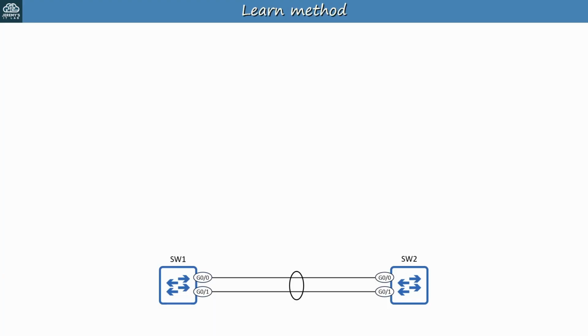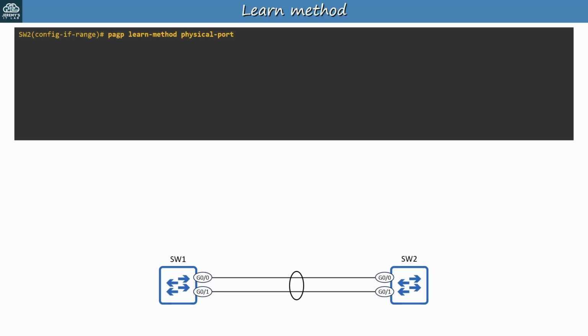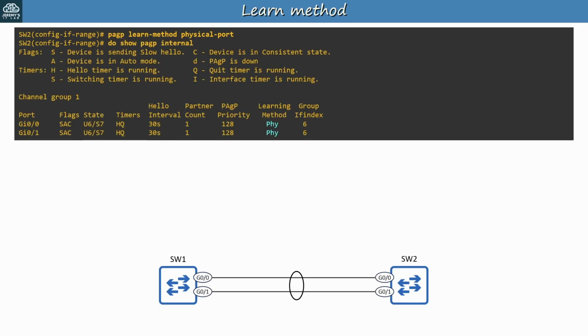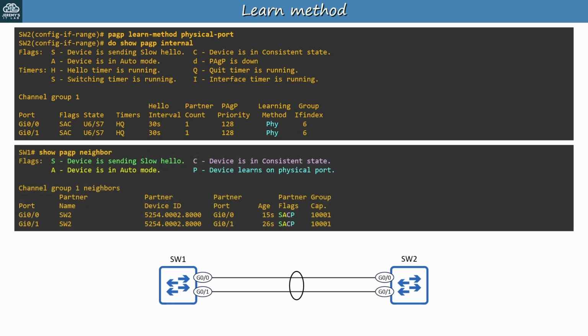Let's verify in the CLI. Even when you're reading Cisco's official documentation, it's always good to verify things yourself in the CLI. I enabled physical learning on switch 2's ports with PAgP learn method physical port. You can verify with show PAgP internal. Notice that the learn method is listed as physical in this output. And on switch 1, you can verify with show PAgP neighbor.